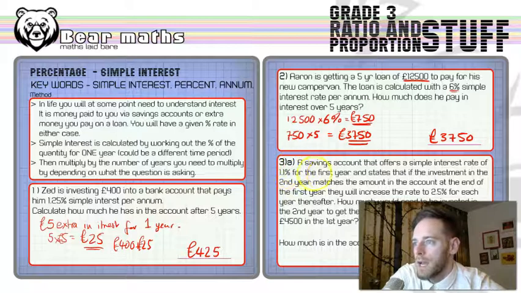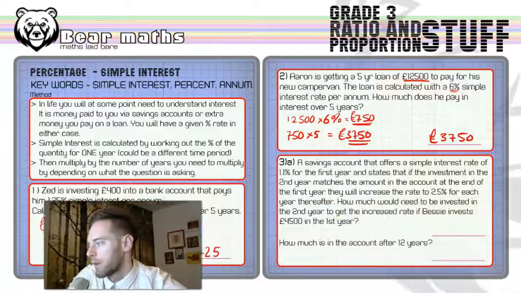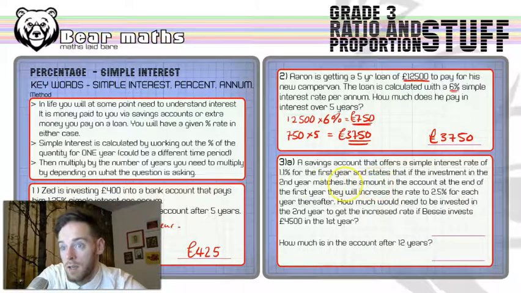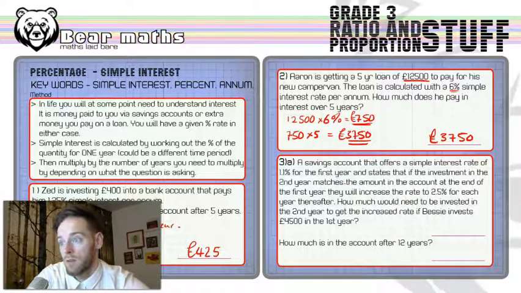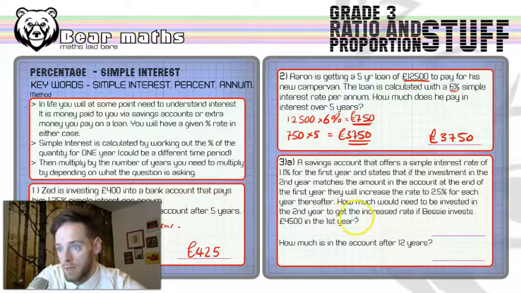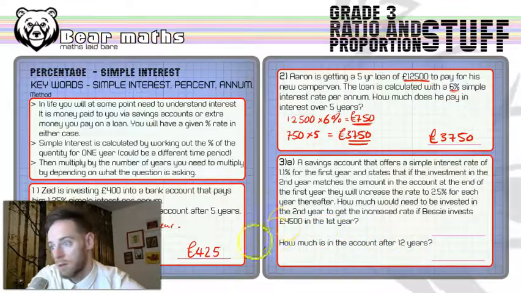Now, 3A, let's have a look at that. We've got 3B down there without B on it, I can notice already, but never mind. I'll just add that in. So, a savings account that offers a simple interest rate of 1.1% for the first year and states that if the investment in the second year matches the amount in the account at the end of the first year, they increase the rate to 2.5% each year thereafter. How much would need to be invested in the second year to get the increased rate if Bessie invests £4,500 in the first year? How much is the account after 12 years? So 2 questions. That one's B. We'll save that one for a bit.